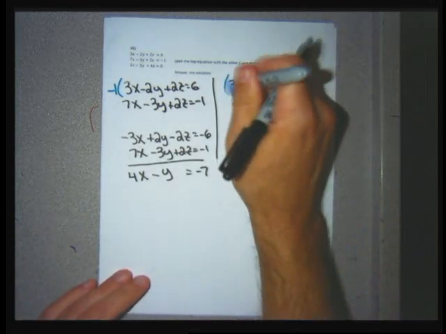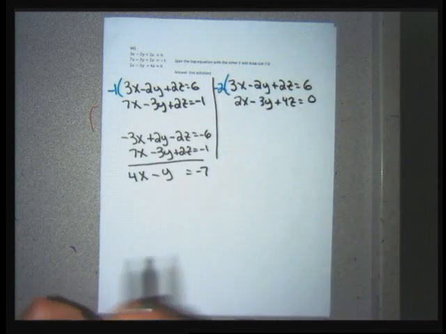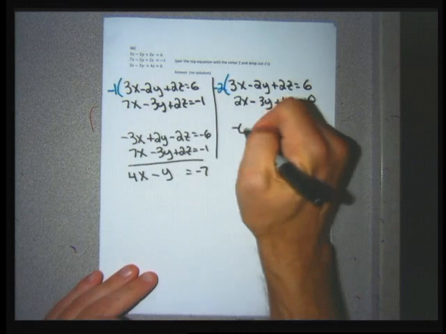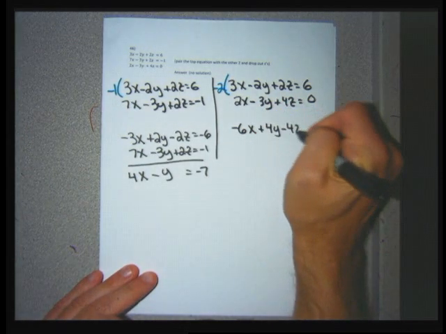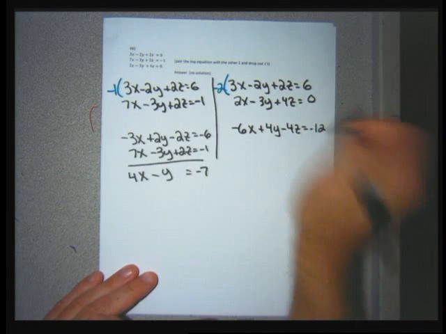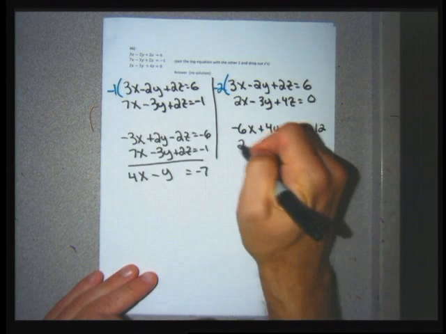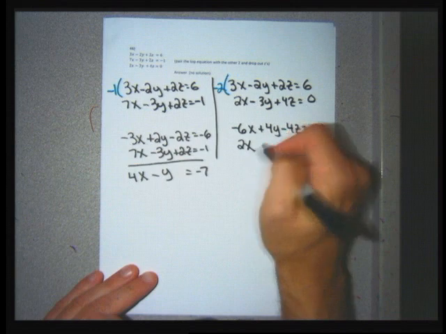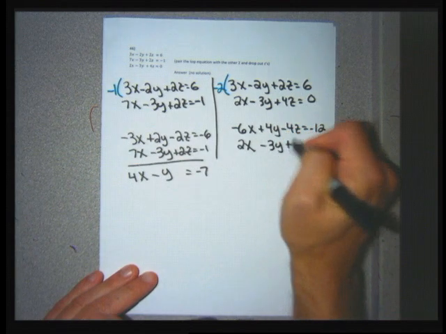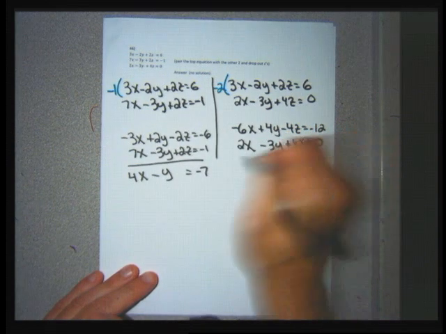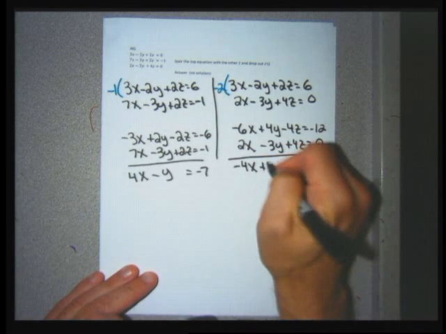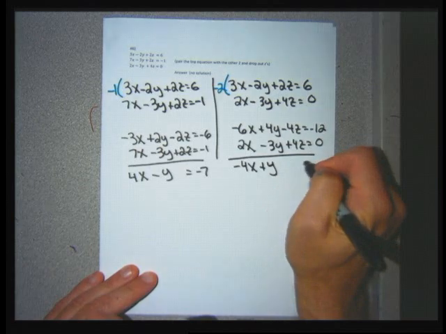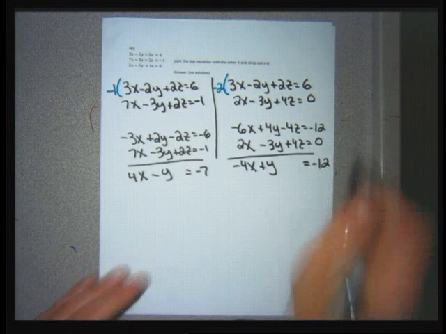For this pair, I'm going to multiply this by negative 2 and get negative 6x plus 4y minus 4z equals negative 12. Put that on top of 2x minus 3y plus 4z equals 0. Add these together. I get negative 4x plus y equals negative 12 because the z's cancel.